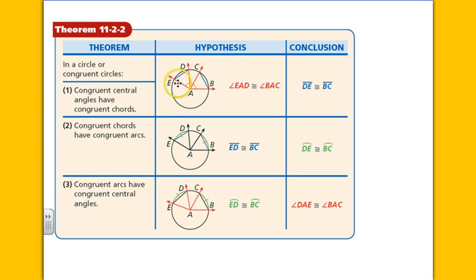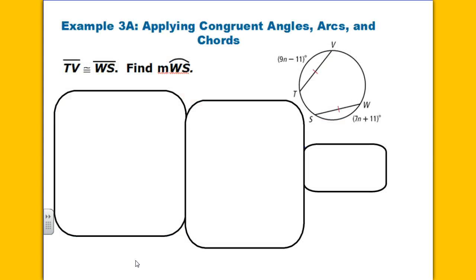So that was the converse of the very first statement, right? If I have congruent central angles, I have congruent chords. Well, I guess it's the converse of the second one. It's a combination, isn't it? If I have congruent chords, I have congruent arcs, and if I have congruent arcs, I have congruent angles. Okay. Let's apply congruent angles, arcs, and chords here.